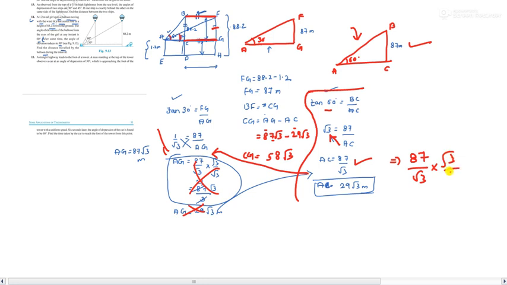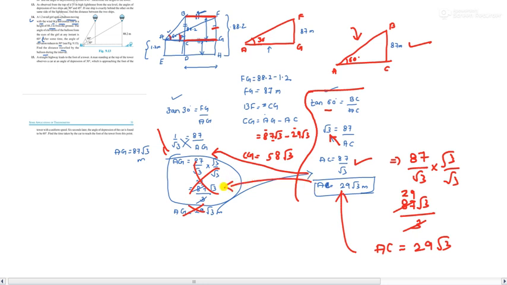87 by root 3 I got. So if I do rationalization, I'll get 87 root 3 over 3. So 3 2s are 6, and 3 9s are 27. So 29 root 3. Got it? This is AC. That is what I had written here. This one I had done for this one mistakenly. So that step I explained, we got this value directly. Got it? Yes.